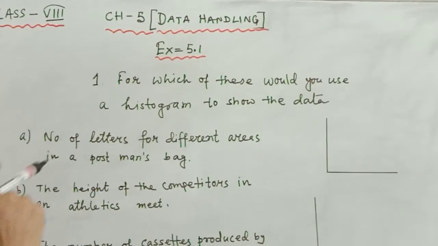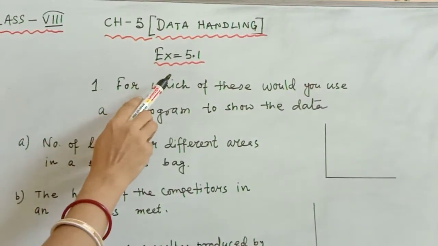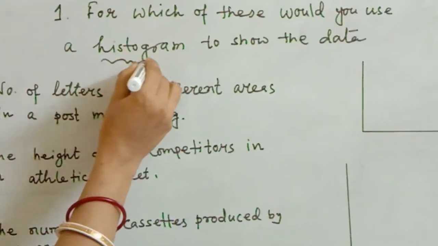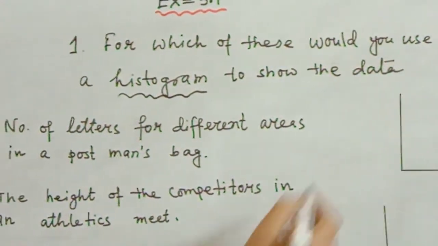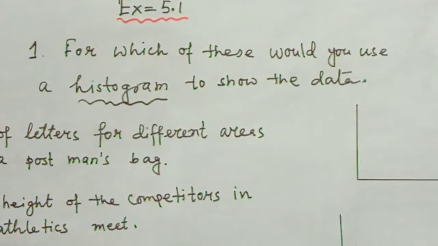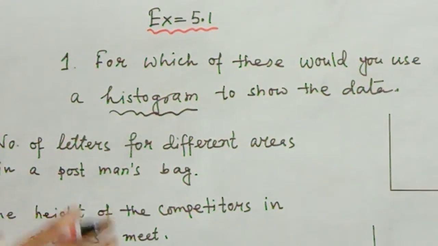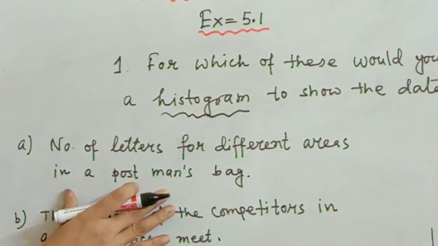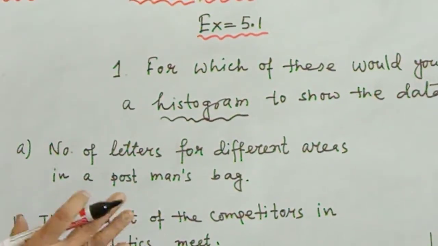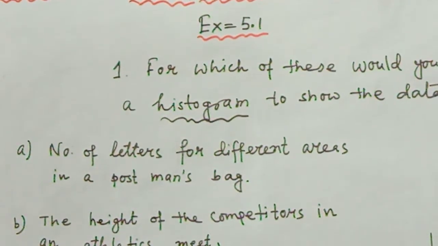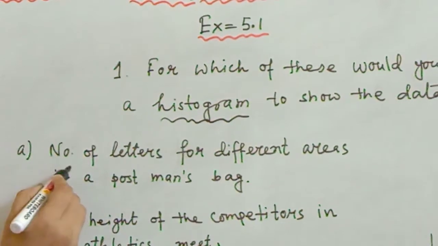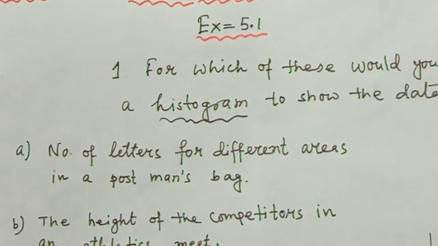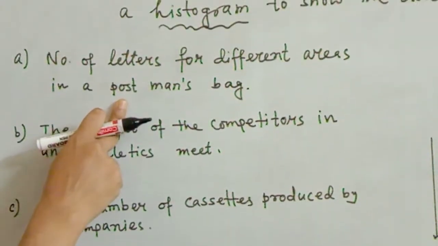Now we will start question number 1 from exercise 5.1. For which of these would you use a histogram to show the data? Four situations are given here. You have to read the situations carefully, and then find out for which situation you can use a histogram and for which you are not able to use one. Question A: number of letters from different areas in a postman's bag. Different areas. Is it possible to draw a histogram for this?